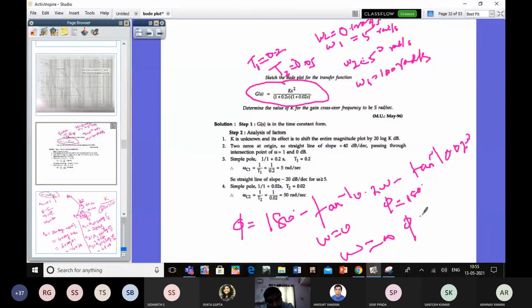You can determine the phase angle value and construct the Bode plot. Please construct both the previous problem and this problem. Construct it and come. Then only you can understand how to determine the value of K from this plot. Again and again I am saying that you may practice it. Practice is very important. All of you must do it and come.